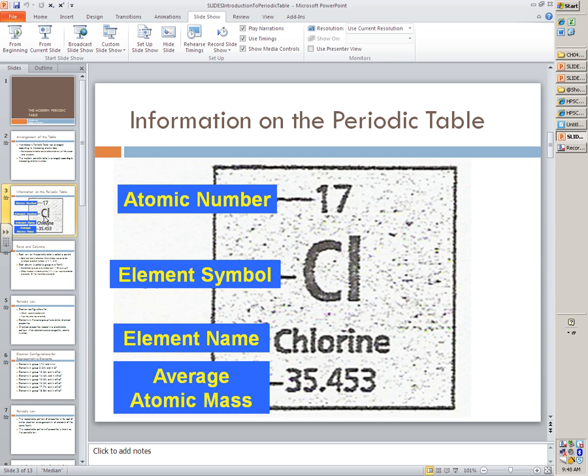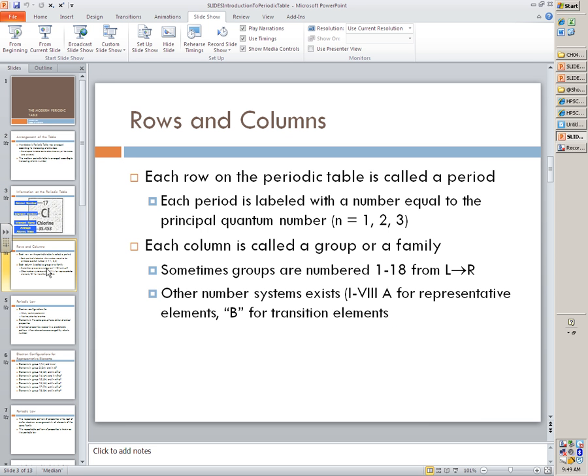Information that we can find in the periodic table, right? There it is. Name, symbol, atomic number, average atomic mass. Vocab. Each row on the periodic table, we said each row we refer to as a period.